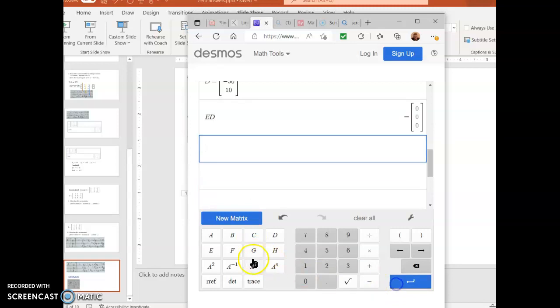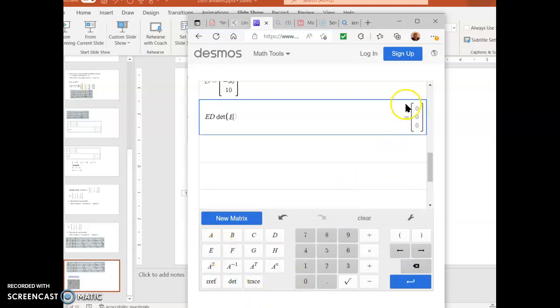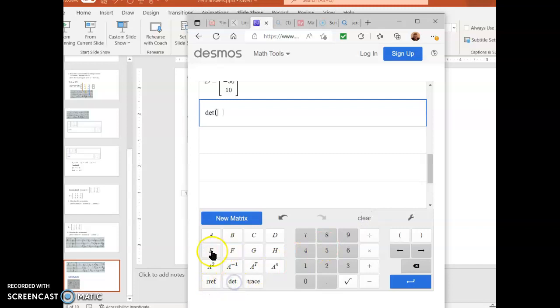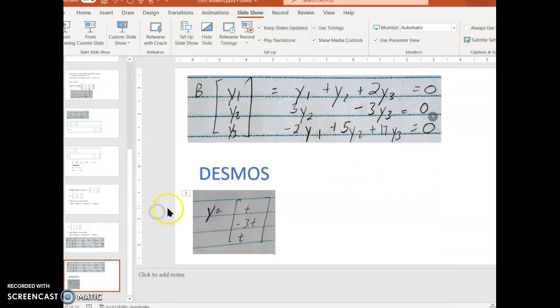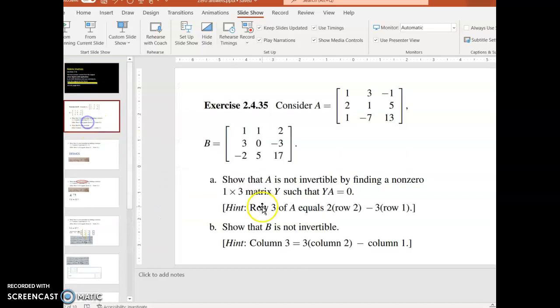In fact, let me show you. E inverse, singular matrix. If I did the determinant of E, oh, clear. Determinant of E, I still get 0. Okay, 3 indications that the first 2 matrices from the slides, A and B, are not invertible.